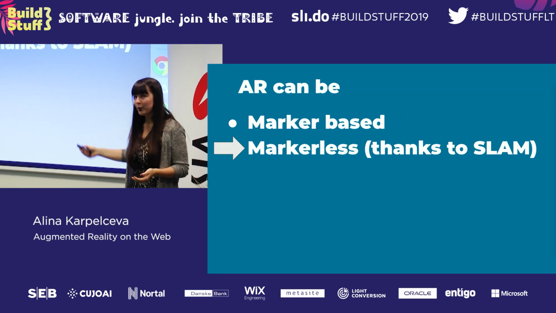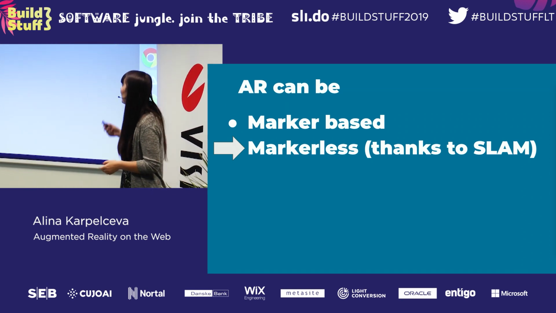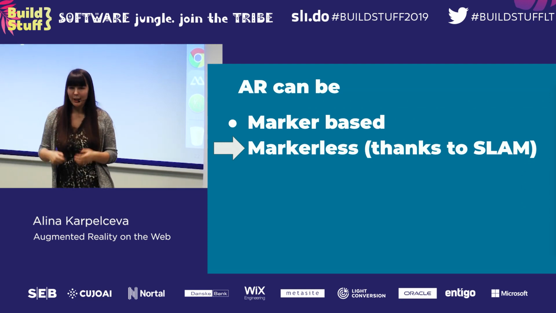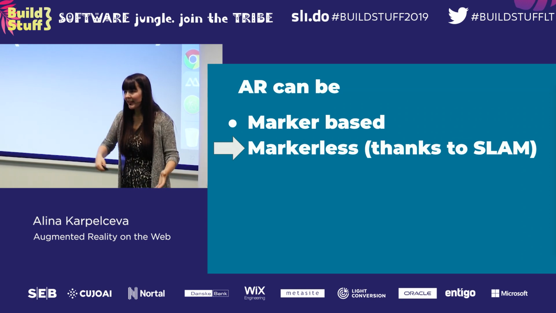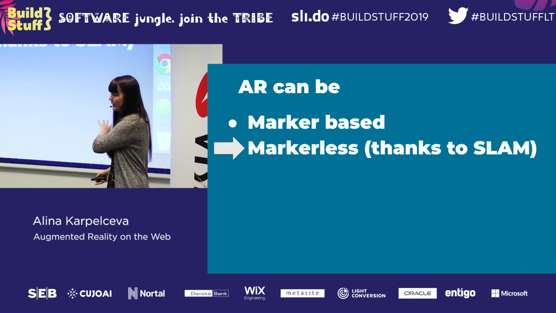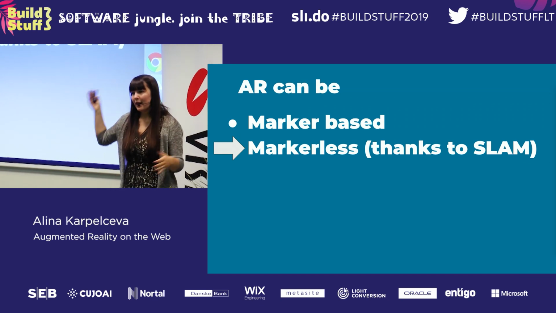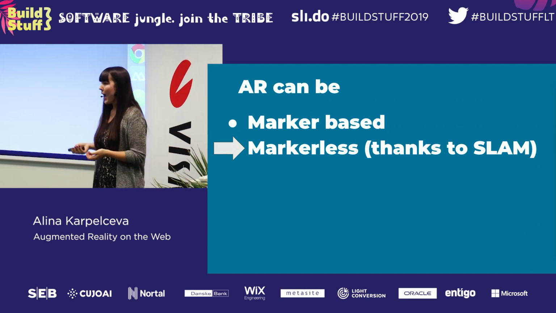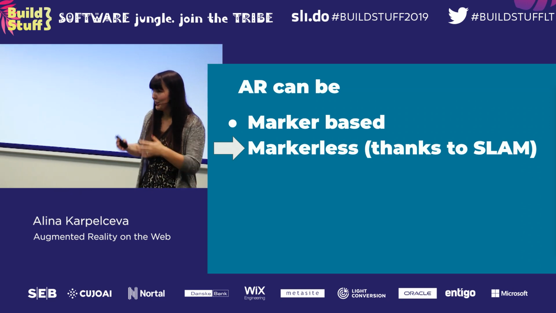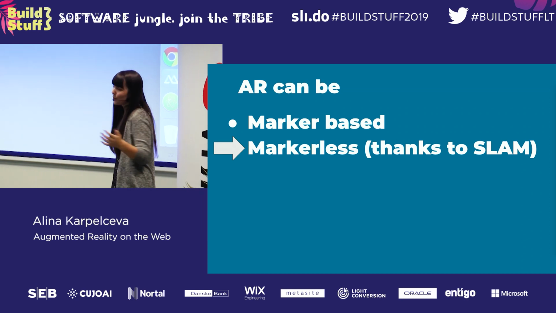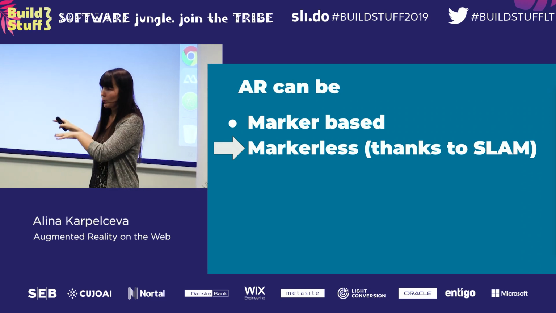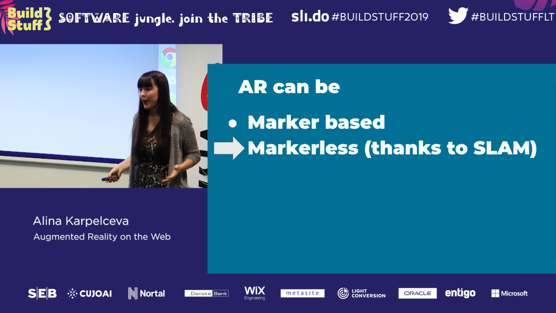So another kind, which is more exciting, in my opinion, is markerless augmented reality. It means that it doesn't need any clue, any anchor in a physical world like an image. It can just adjust to the environment. It can recognize surfaces, walls, ceiling, and so on. And it's possible thanks to the simultaneous localization and mapping algorithm, or shortly SLAM. This algorithm uses computer vision to recognize the physical world and make a map of it inside the app.